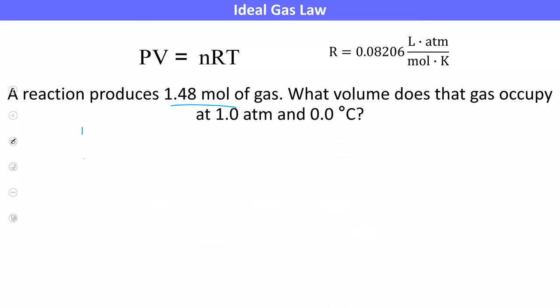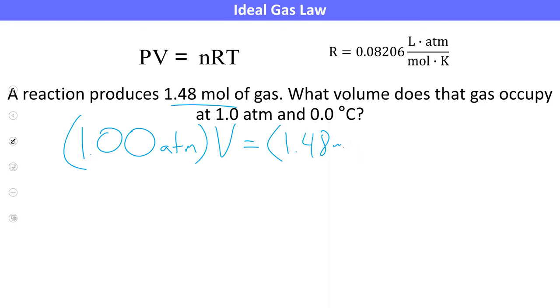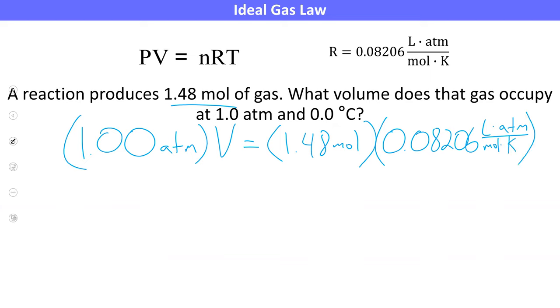So if we plug all this in, pressure's already in. Actually, let's give it some more sig figs. Put everything with three sig figs. So 1 atmosphere, volume is what we're solving for. Moles is 1.48. R is still R, liters atmospheres per mole Kelvin, times, and then our temperature is in Celsius, so we've got to put it in Kelvin. 273. It's easy in this case, right? Because we're adding zero to 273.15, so it's 273.2 Kelvin.